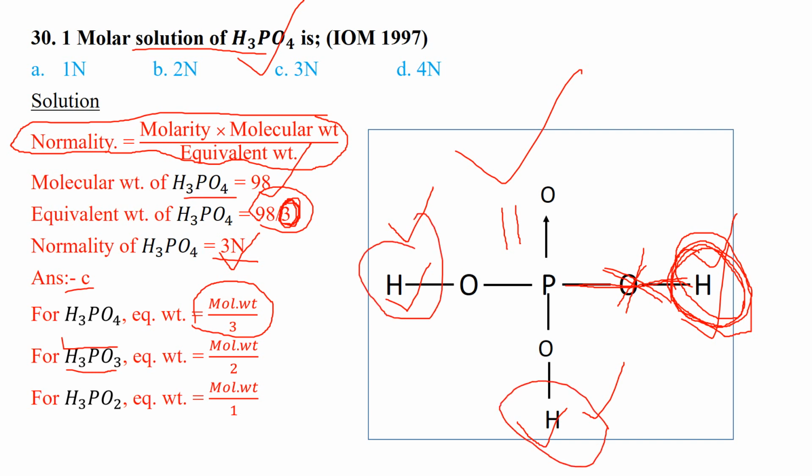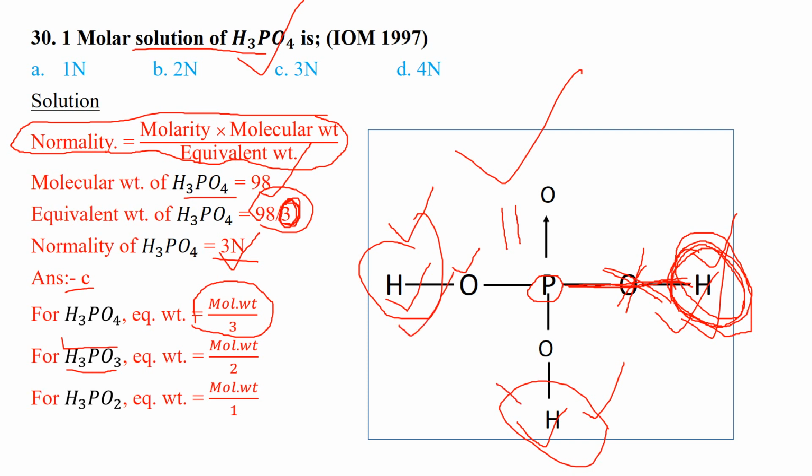This hydrogen is not replaceable because it is directly combined to the phosphorus. Only such type of hydrogen is replaceable which is combined with a highly electronegative element. Oxygen is a very electronegative element, and phosphorus is a less electronegative element. So only these two hydrogens are replaceable.